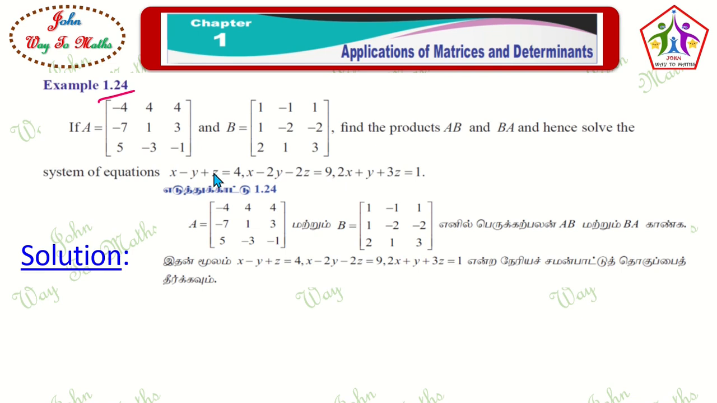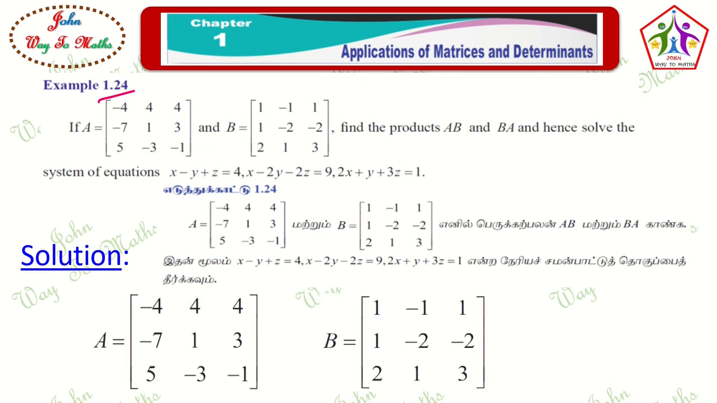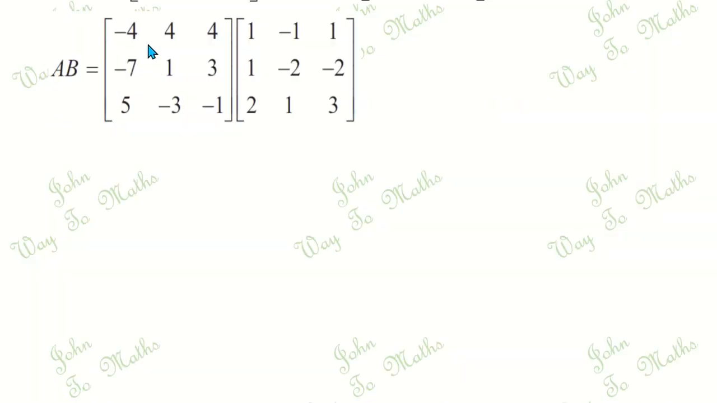First, I am going to write the given matrices A and B. Then I am going to find the product AB. So the AB matrix is equal to, now I am going to multiply these two matrices. First matrix, first row multiplied by first column.